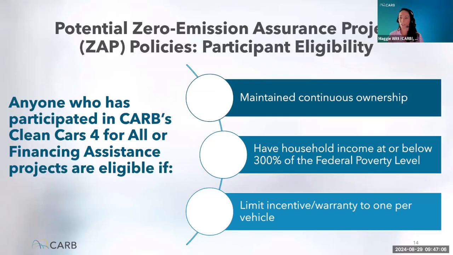AB 193 limits ZAP incentives to one per vehicle and introduces new income limits that differ from CARB's usual thresholds. CARB's historical income limits were based on 400% of the federal poverty level, but have recently changed to 300%. We aim to align ZAP income limits with CARB's existing programs to simplify the process for applicants. We're currently reviewing these differences and will update you in the next workgroup meeting.